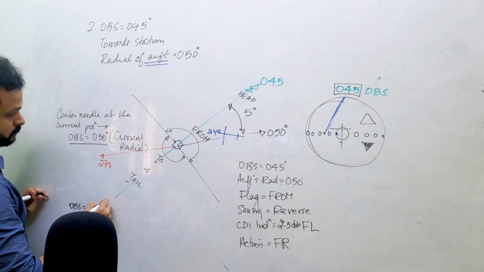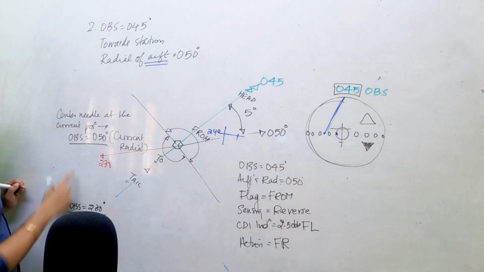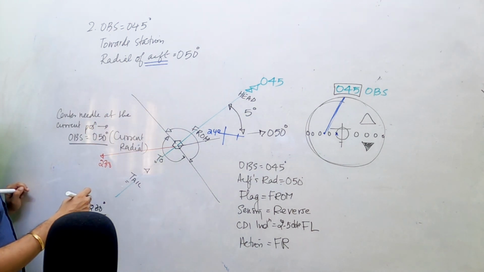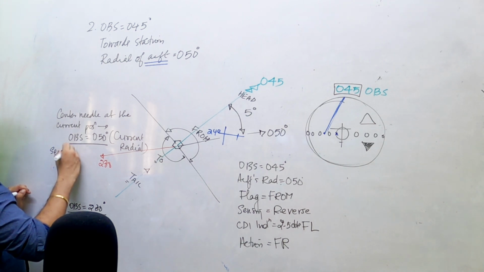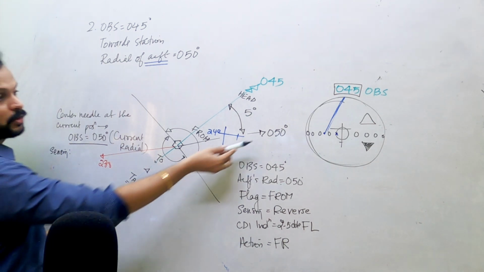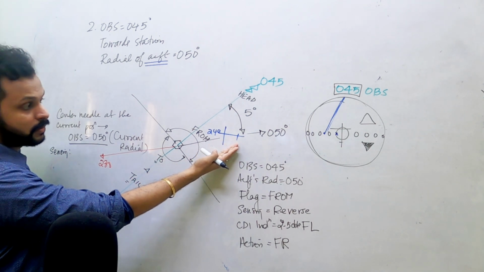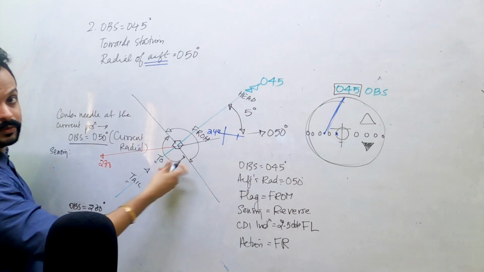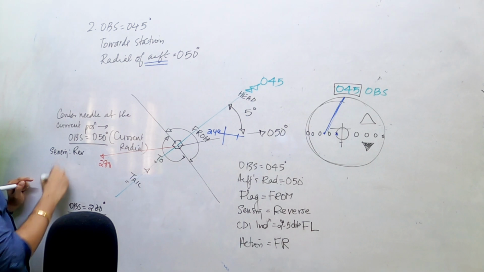But now the indication and sensing will change. Yeah, let's see the changes here. Now imagine that I'm going to OBS 050. What is going to be the sensing? If I OBS 050, now I am on the head side, moving to the station. Therefore, what's the sensing? Reverse sensing.